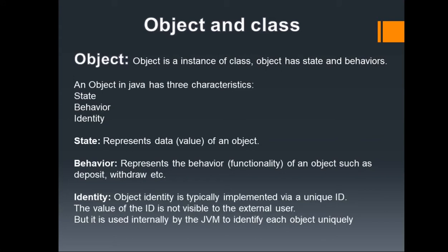Next thing is object. Object is an instance of a class. Object has state and behavior. An object in Java has three characteristics: state, behavior, and identity. State represents the data, the value of an object. Behavior represents the behavior or functionality of an object, such as deposit or withdraw, etc. Identity: object identity is typically implemented via a unique ID. The value of the ID is not visible to the external user, but it is used internally by the JVM to identify each object uniquely.